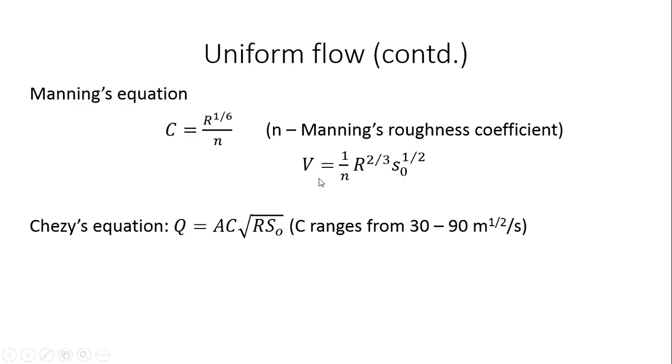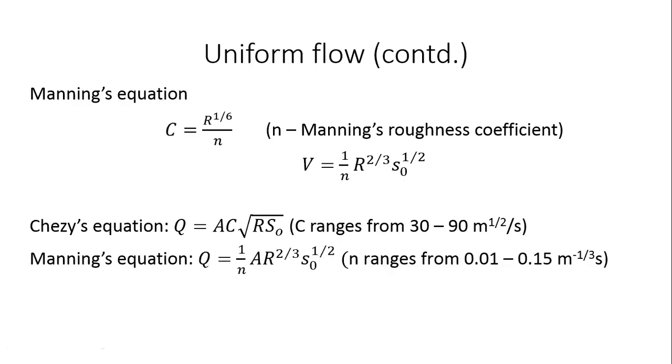Simply multiply both sides by A. For the Chezy's equation, you will get A into C into under root R S naught. This Chezy's coefficient C ranges typically between 30 and 90 meter per 1 by 2 per second. Okay, so this is a very mixed dimension. Because it's a mixed unit, which doesn't make any physical sense to us, we simply say Chezy's coefficient is 30 or Chezy's coefficient is 40. We don't even give the units. That's just by convention. But in reality, it does have some mixed unit, which of course I'm showing here.